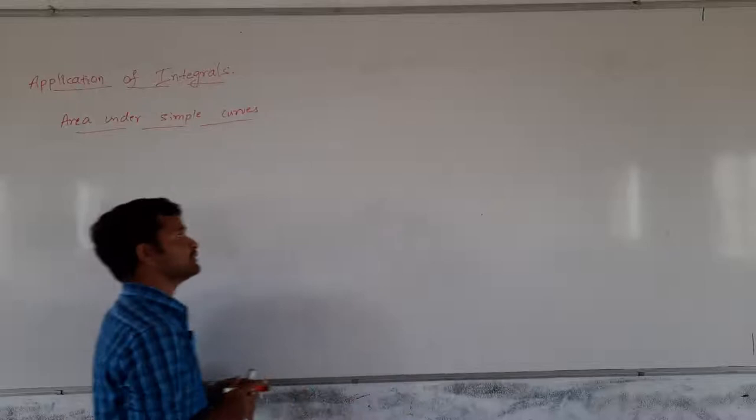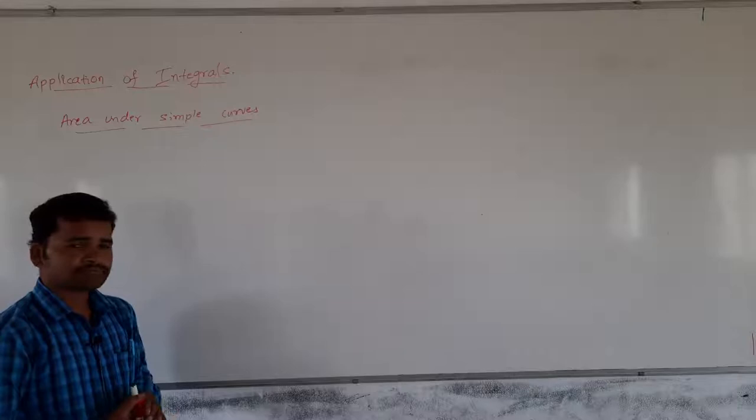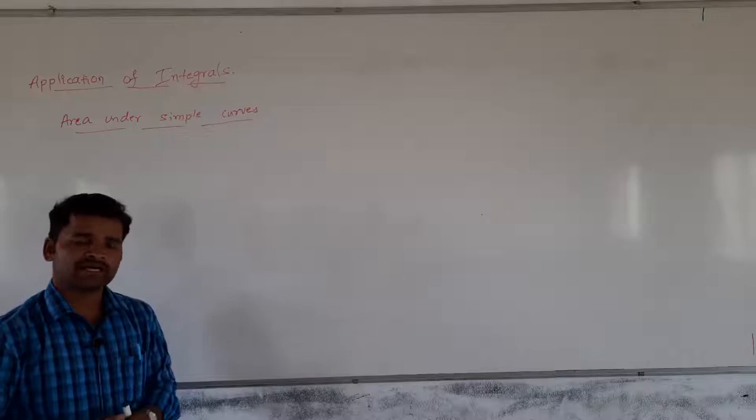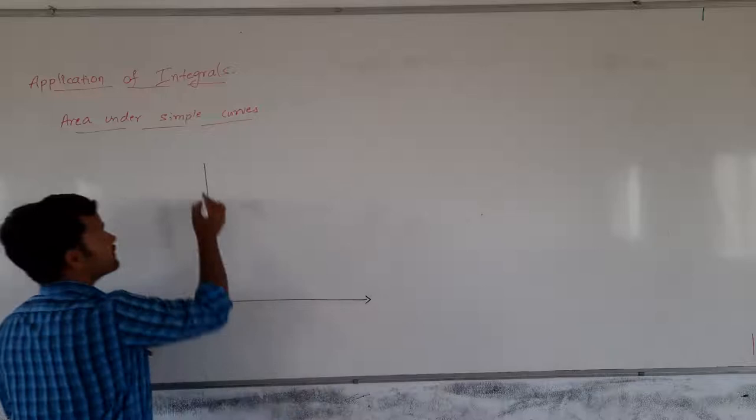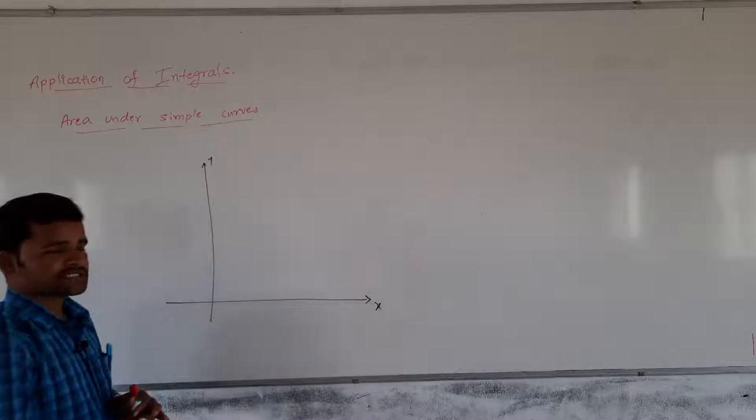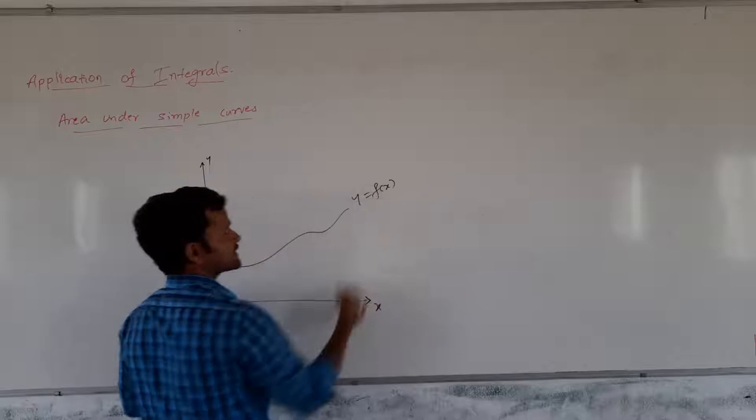Most importantly, one thing I want to tell you here: only one single concept is there, and with that single concept the whole chapter runs. That single concept is area under simple curves. That one I am going to say now. See, in a two-dimensional plane with an x axis and a y axis, suppose there is a curve y is equal to f of x like this.